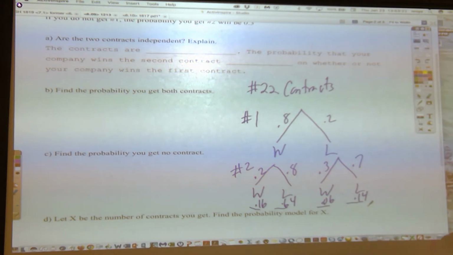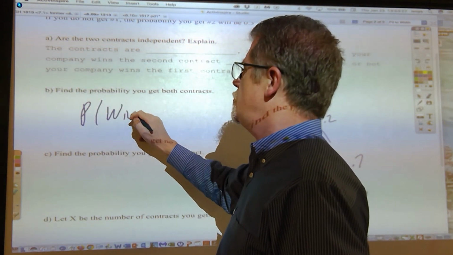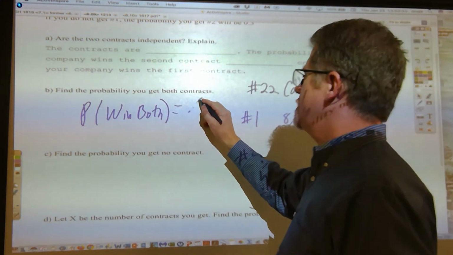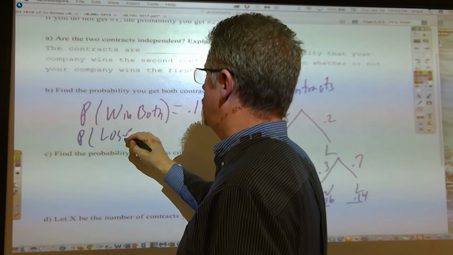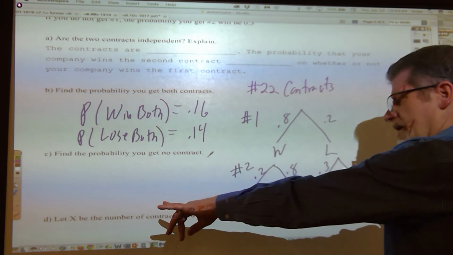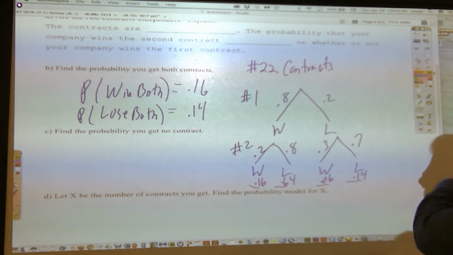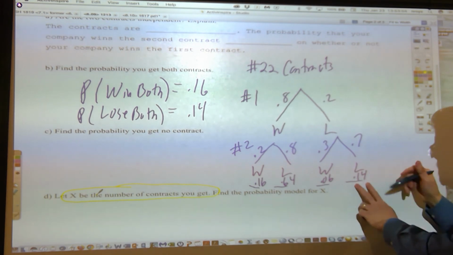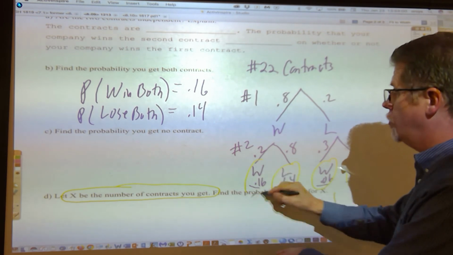Look, they're asking questions here. You can write on your paper, like, the probability that you win both is what, class? 0.16. They also want to know the probability that you get no contract. So lose both. What's that probability, friends? 0.14. And they say, let X be the number of contracts that you get. Okay. What's the domain of the random variable X? 0, 1, 2. You could get either 0, this is 0 contracts. If you end up here, you have 1 contract, or 2 contracts.